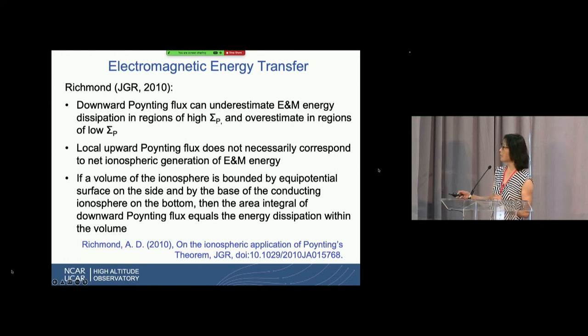That is, if the volume of the ionosphere is bounded by equipotential sides and by the bottom, at the base of the conducting ionosphere, then in such a case the area integration of the downward Poynting flux equals the energy dissipation within that volume. So if you are interested, I highly recommend you read this paper to understand exactly what he is talking about here. Okay.